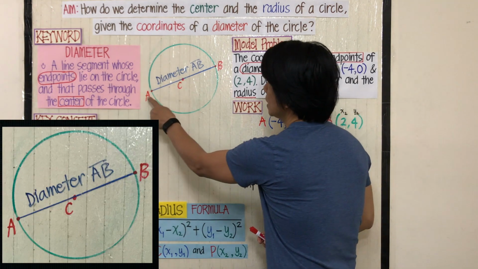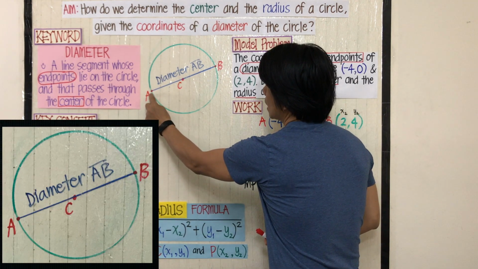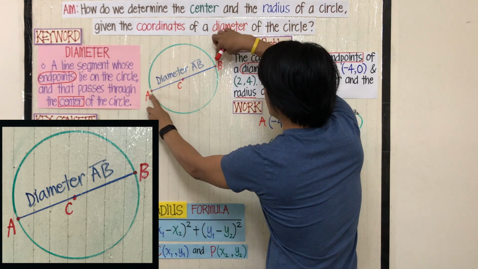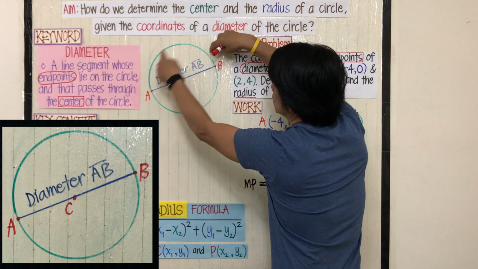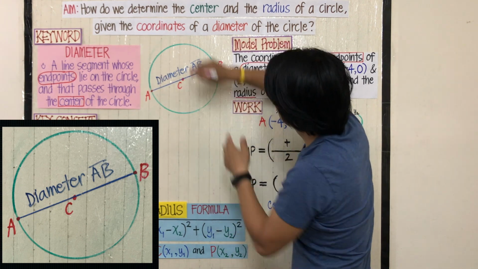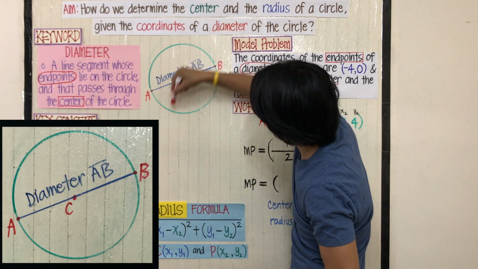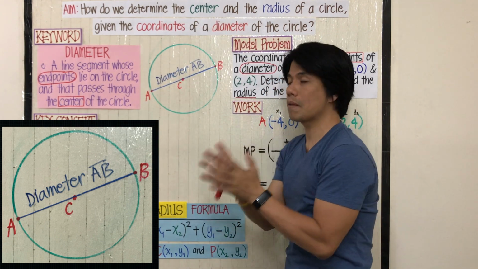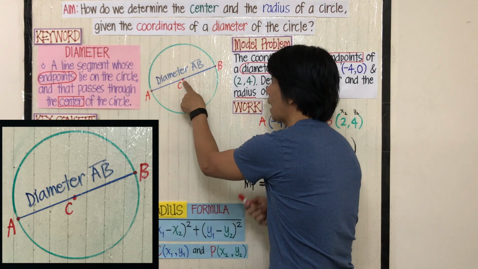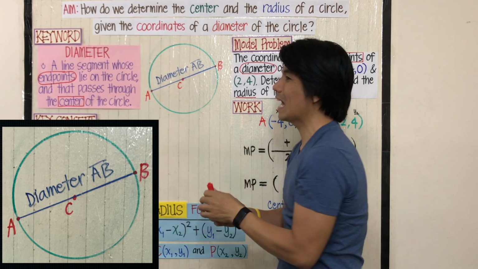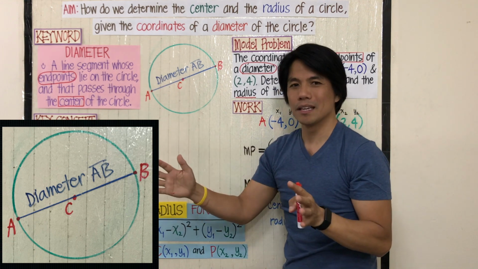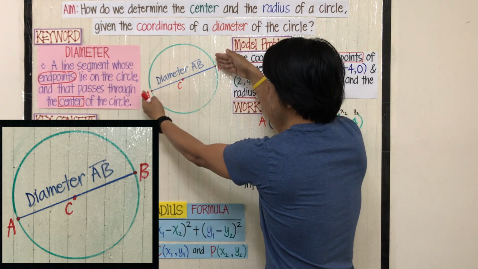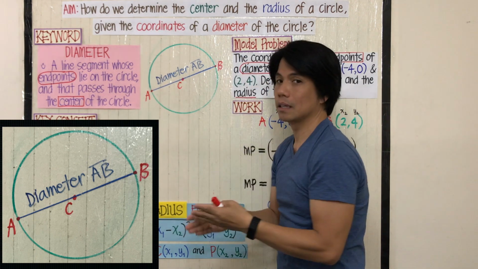This is the illustration of a diameter. Line segment AB is a diameter. Why? Because its endpoints are on the circle. You can also have multiple diameters here as long as the endpoints are on the circle. And another characteristic of a diameter, it should pass through the center of the circle, and that center is halfway. When we say halfway, it's the midpoint. The center is the midpoint of that line segment, of that diameter.